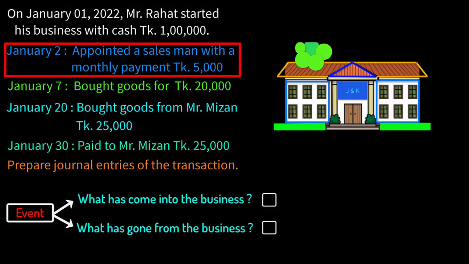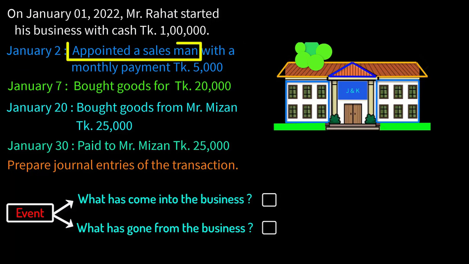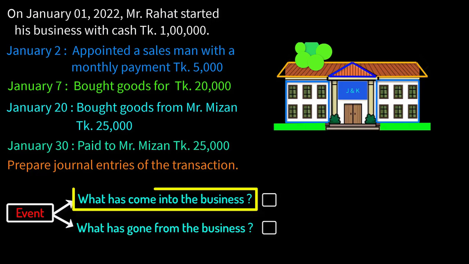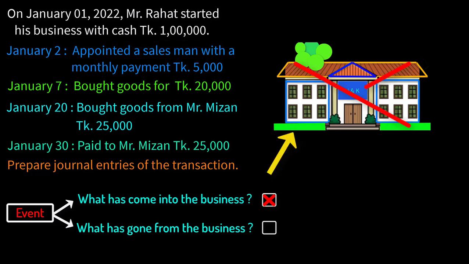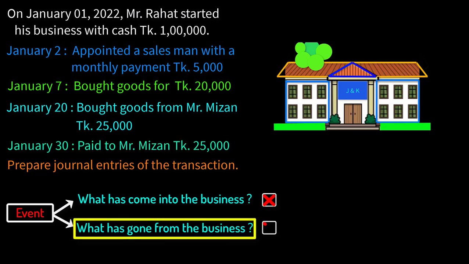Look at this event now. January 2. Appointed a salesman with a monthly payment of taka 5,000. Now tell me, only for appointing a person in the business will the company get anything? The company will get nothing. Am I right? Therefore, if you ask yourself this first question, what has come to the business, you will get no answer. Now tell me again, only for appointing purpose, will the company give anything to the person? No, the company will give nothing to him. Therefore, if you ask yourself this second question, you will also get no answer.